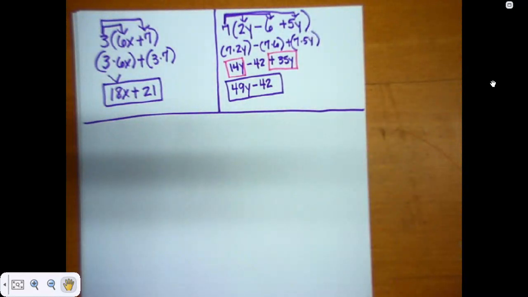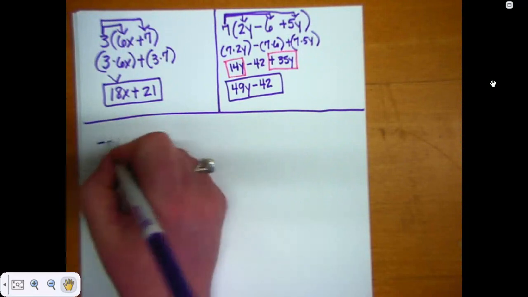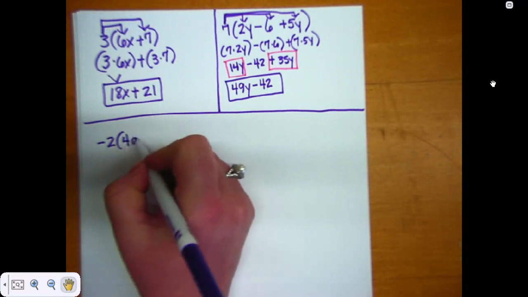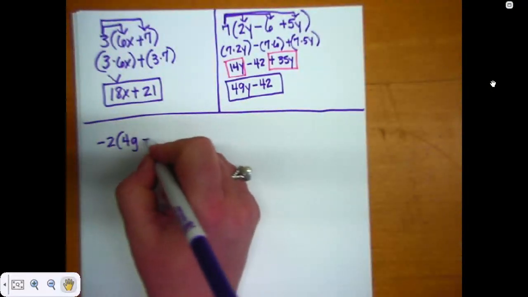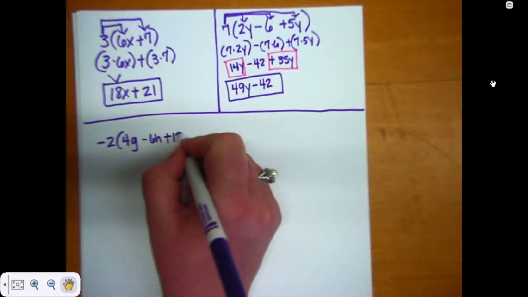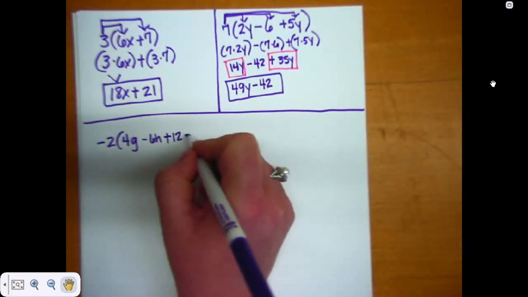Okay, let's try another one. This time I want to have a negative number on the outside, and that changes things a little bit. 4g minus 6h plus 12 minus 5g.